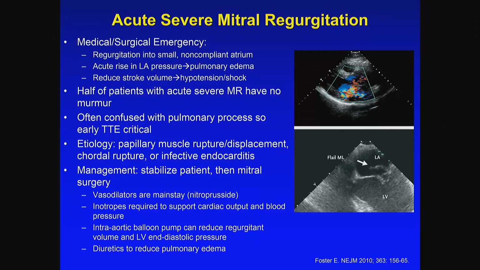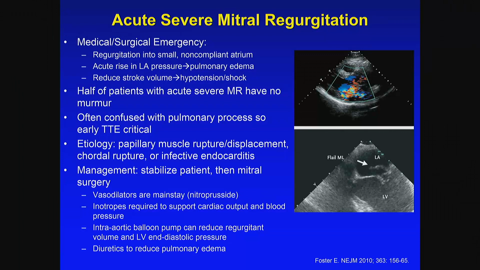Acute severe mitral regurgitation should be distinguished from chronic severe mitral regurgitation. In acute MR, there's a medical and surgical emergency where there's a sudden regurgitation into the non-compliant left atrium that leads to a dramatic rise in pressure and pulmonary edema. In turn, the stroke volume is all going backwards instead of forwards, which leads to hypotension and shock.